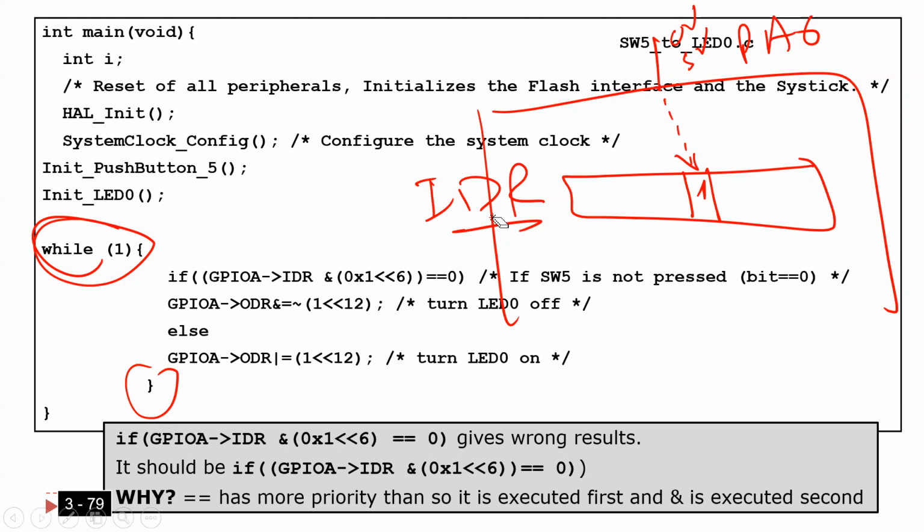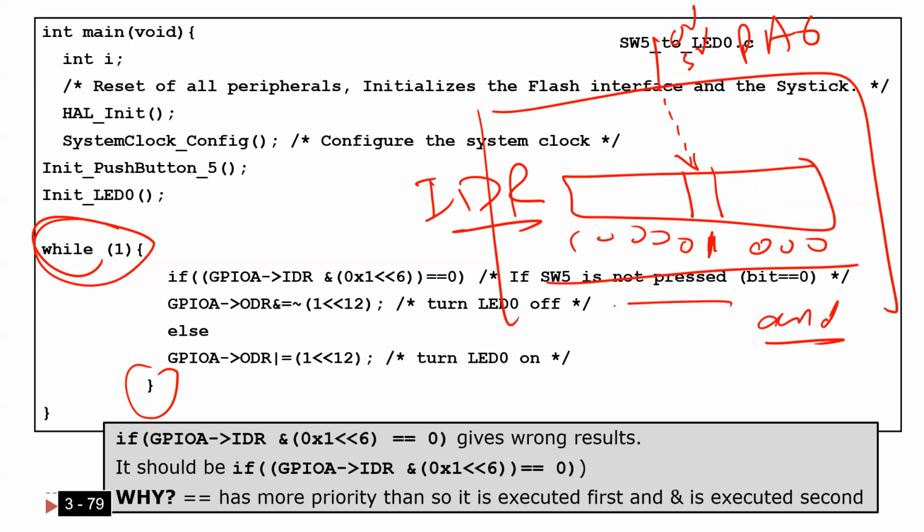How can you check this bit? As I said before, I'm going to put 1 here, then I'm going to put 0 everywhere. Is that okay? And then I'm going to do logic AND, and then I'm going to check the result. If the result is 0, that means this pin is 0. Otherwise, it is 1. That's exactly what I did.